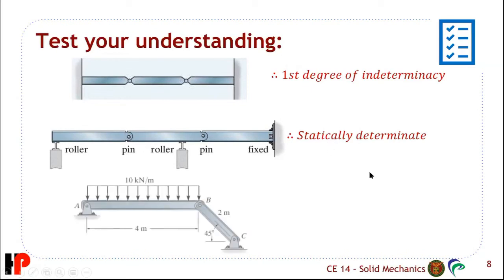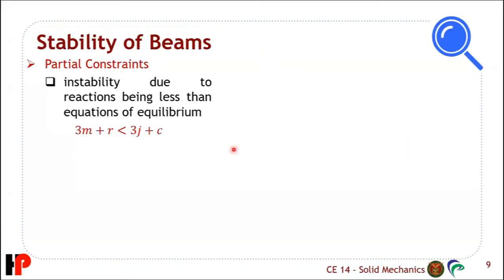Okay? Last beam. Okay? So this beam or this contraption is statically determinate. That's because M is 2, R is 4, J is 3, and C is 1. Compute 3M plus R compared to 3J plus C. Equal po sila.